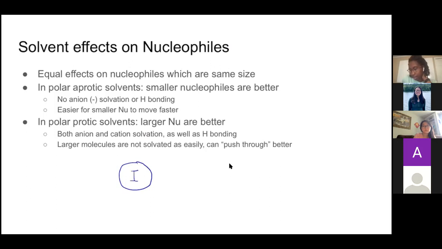It's the biggest of the halogens. And we'll draw some water molecules that are trying to form their interactions, but the iodine is just so big that it kind of pushes through everything and is still able to go and perform its reaction.